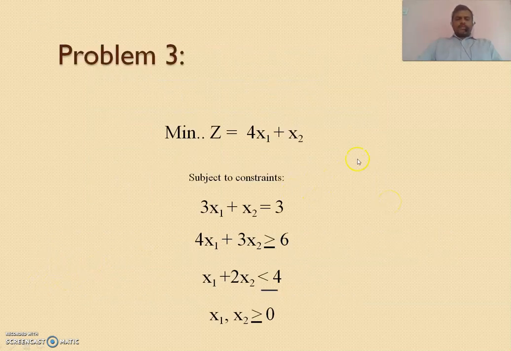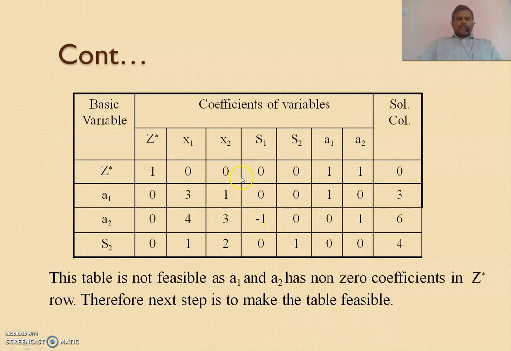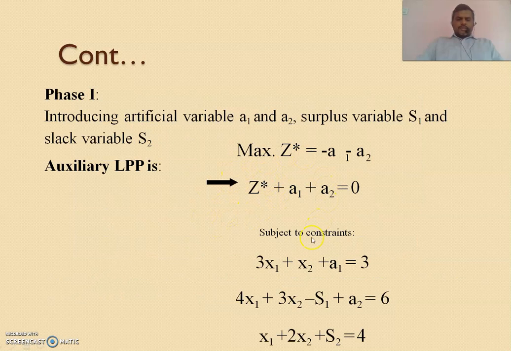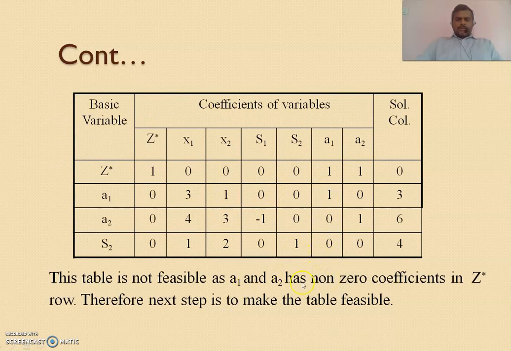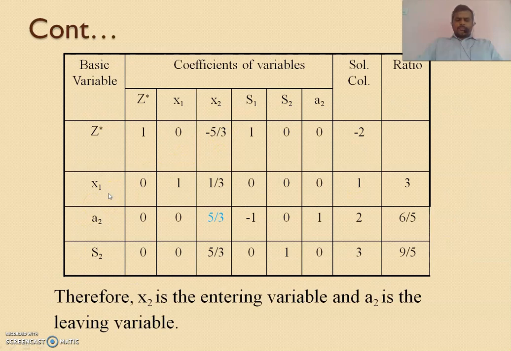Problem 3, minimization case. This is our problem. Phase 1: artificial variables A1, A2 and surplus variables S1, S2 will be added in these equations. Similarly, we will include the coefficients of these variables in tabular form. Here we will do calculations. We select the most negative, minus 7. This is our entering variable column and the least one is this one. This is our leaving variable row. Means A1 is leaving and X1 is entering instead of this A1.